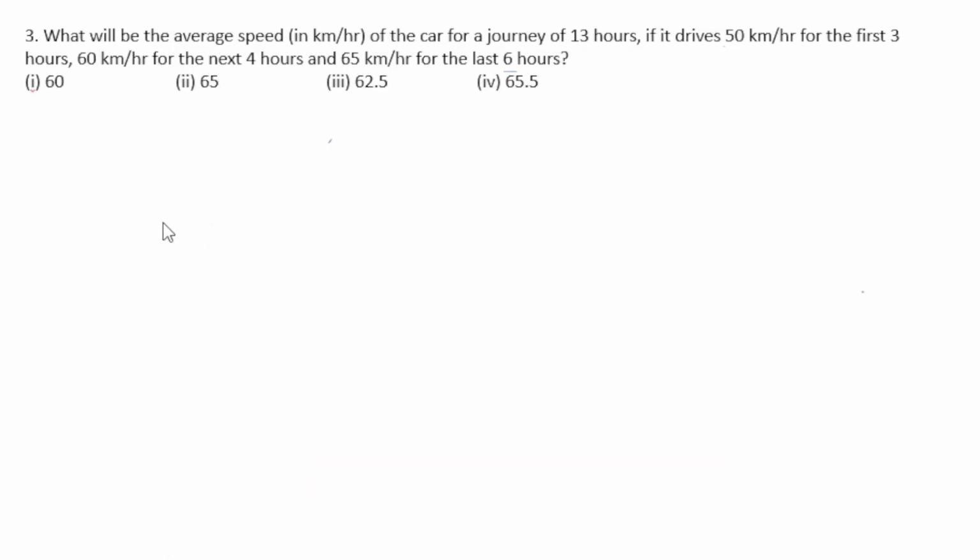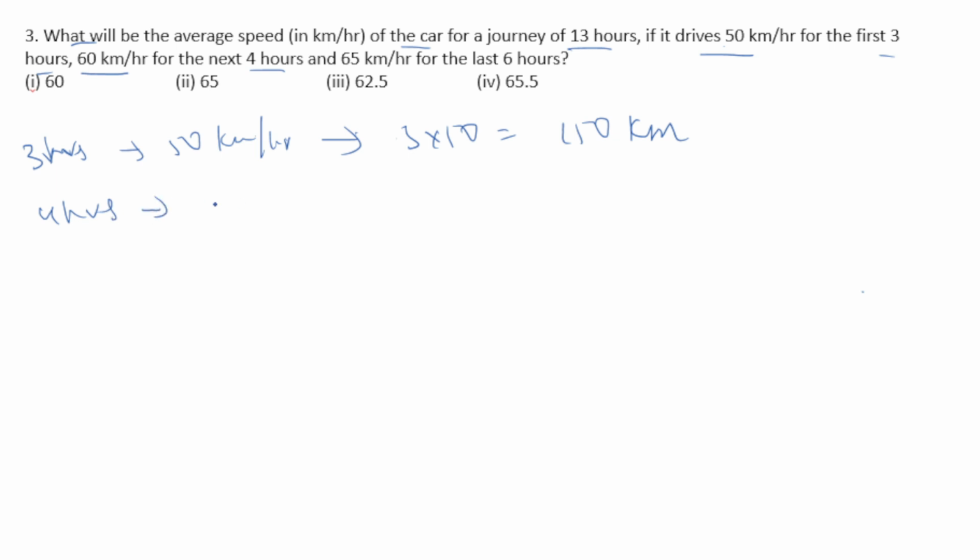Next one. What will be the average speed of the car for the journey of 13 hours? If it drives 50 kilometers per hour for the first 3 hours, what is the distance it traveled in 3 hours? It is 3 into 50, it is 150 kilometers. And 60 kilometers per hour for the next 4 hours. For the next 4 hours, it travelled at 60 kilometers per hour and the total distance is 4 into 60. It is 240 kilometers.